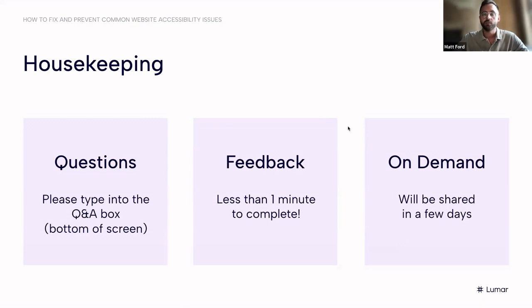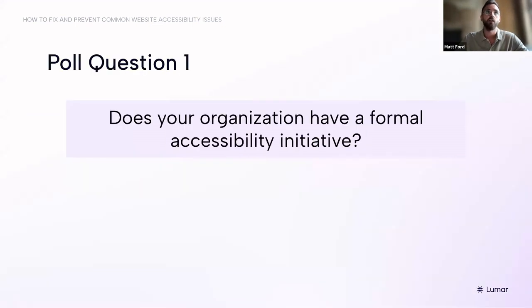As we go through the webinar, we're going to have a couple of polls come up, and we'll kick things off with the first poll question: does your organization have a formal accessibility initiative? You should hopefully see the poll come up. I think we've managed to get Paul back in. There we go. Welcome back.